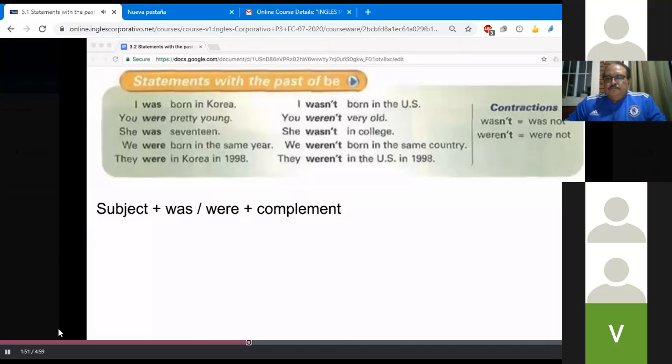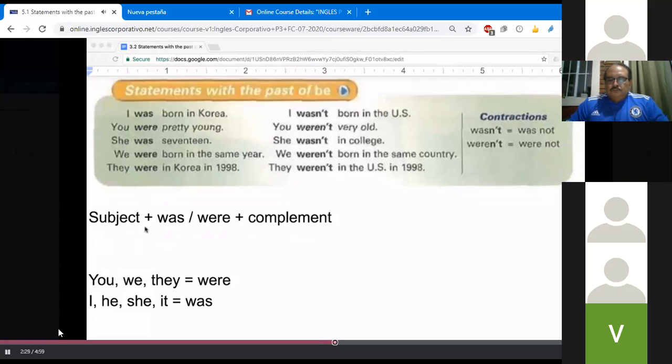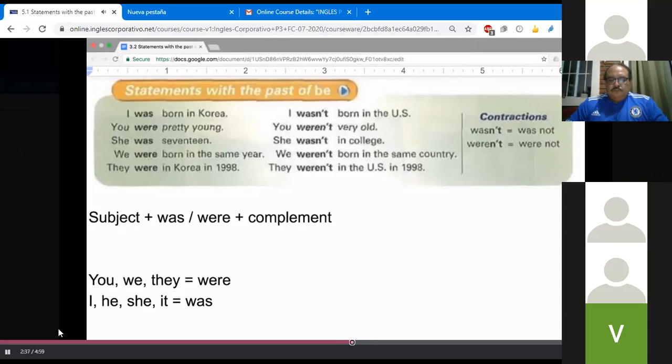We can follow this formula to form positive statements in the past with be. Subject plus was or were plus complement. We need to remember the following. For the pronouns you, we, and they, we will use were. And for the pronouns I, he, she, and it, we will use was. Now let's analyze a couple of examples. I was born in Korea. First, we need to add a subject, I. Then we will use the verb to be in the past, was. Finally, we will include a complement. Born in Korea.